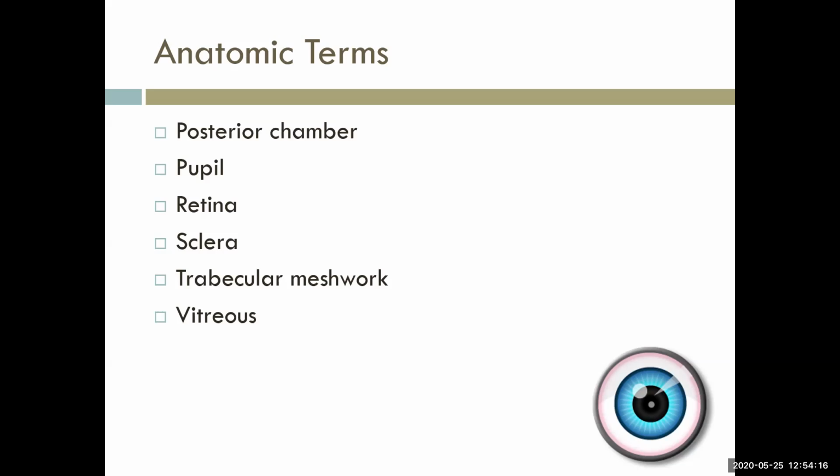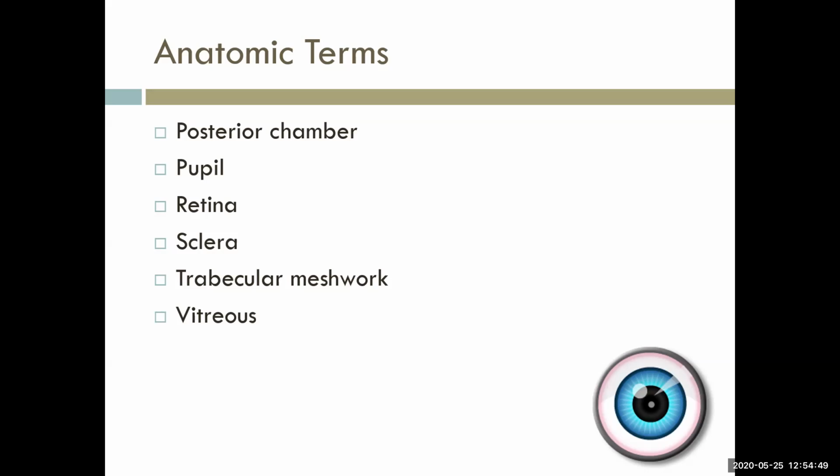Posterior chamber is the space between the back of the iris and the front of the vitreous chamber, filled with aqueous humor. The pupil is that black circular opening in the center of the iris through which light passes as it enters the eye, and it dilates and constricts. The retina is the innermost layer that perceives and transmits light to the optic nerve, and it has cones and rods within that retina.